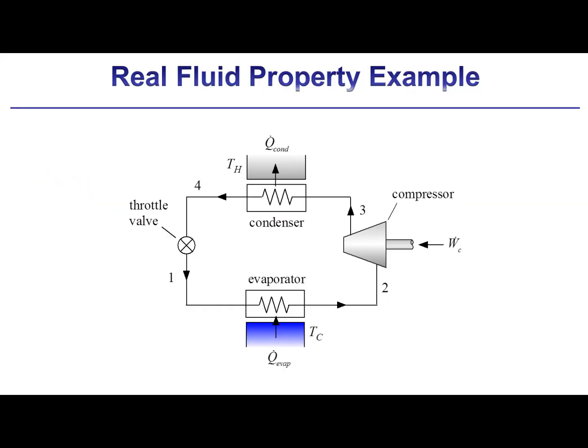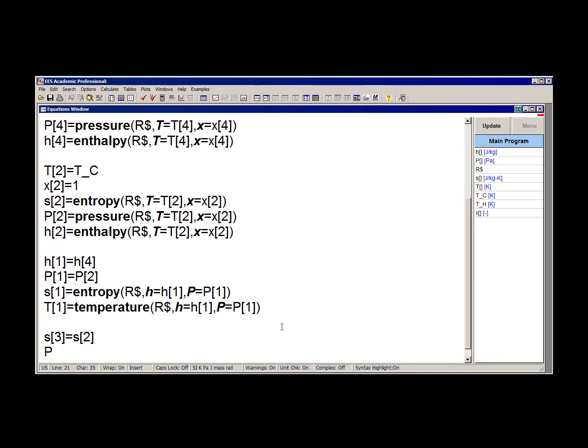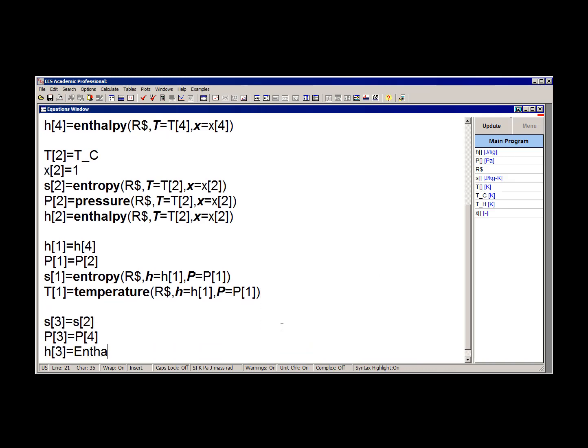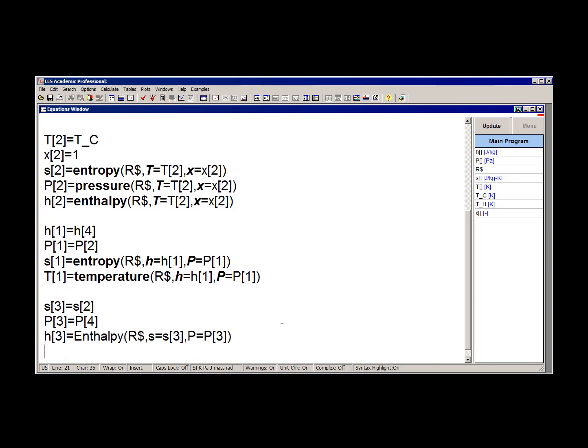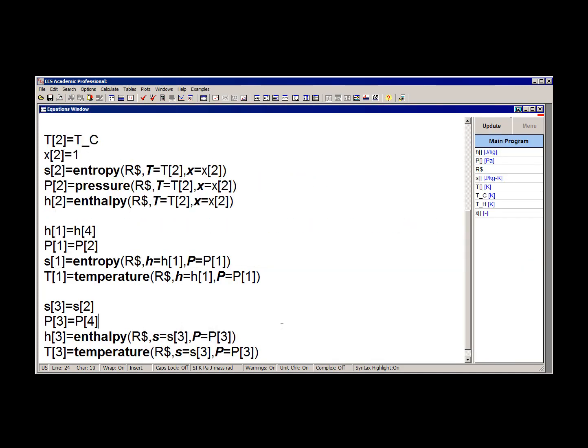The fluid leaving the evaporator is compressed to state 3 in a compressor, and we're going to assume the compressor is both reversible and adiabatic, so therefore the specific entropy at states 3 and 2 must be equal. And if we assume there's no pressure loss in the condenser, then the pressures at states 3 and 4 must be equal. So entropy and pressure then fix state 3, and we can use the indicators S equals and P equals to get any other property we want. In this case, we'll use the functions enthalpy and temperature to get the enthalpy and temperature at this location.